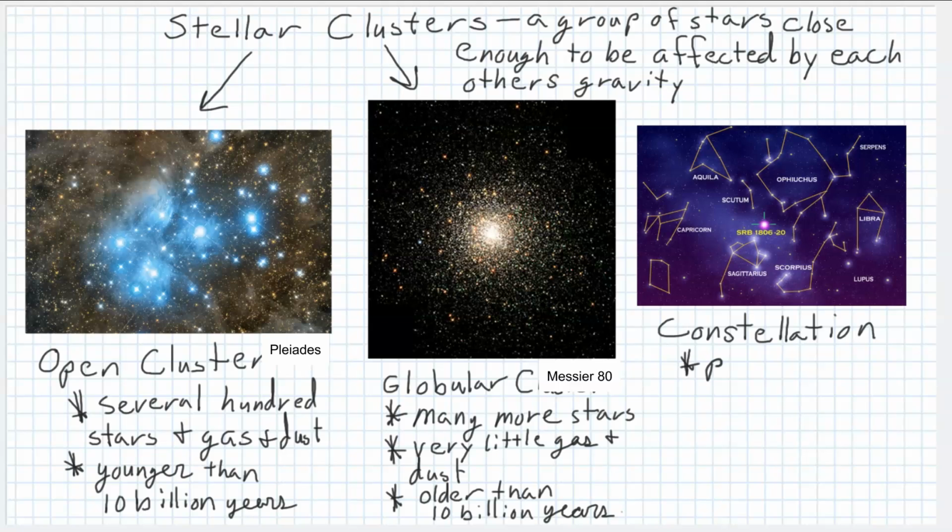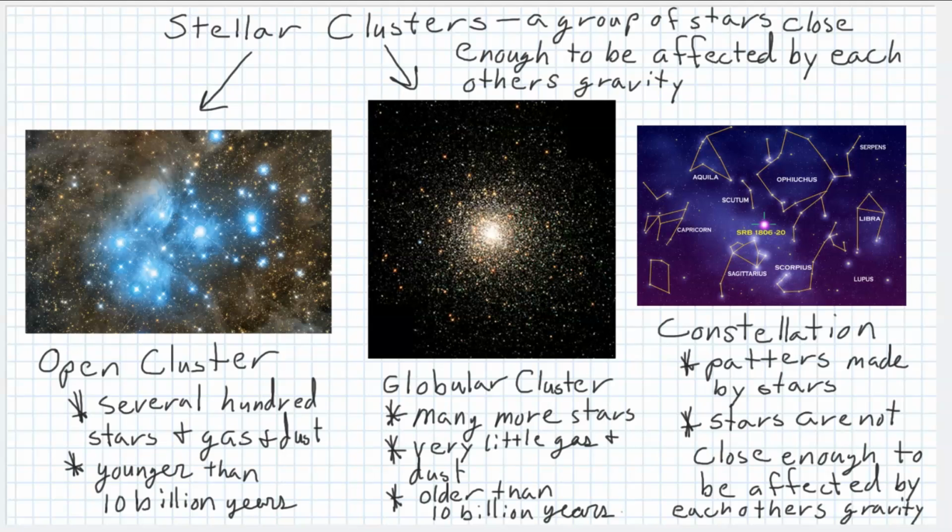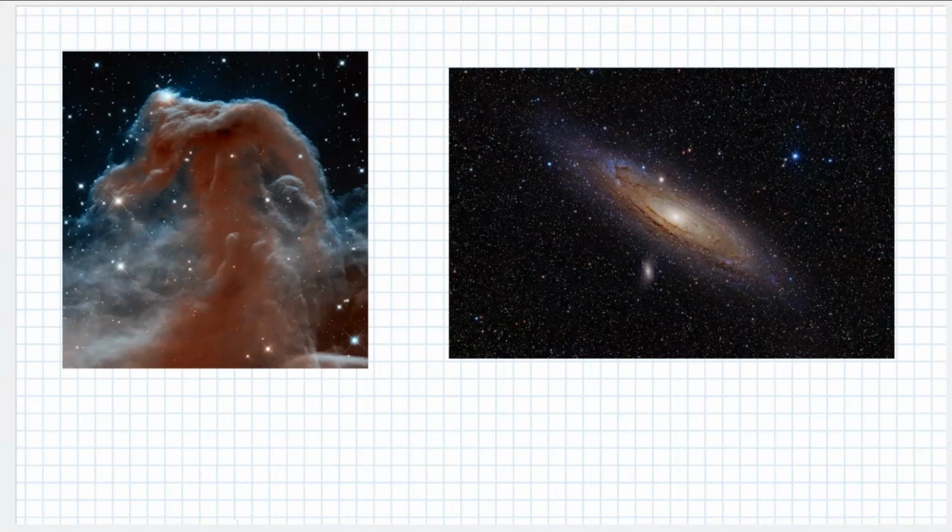Constellations are another type of star grouping, and they're well-known patterns made by stars, such as Libra, Scorpio, Capricorn. Stars in constellations are not close enough to be affected by each other's gravity.